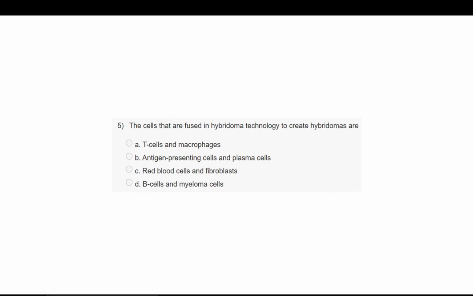The cells that are fused in hybridoma technology to create hybridomas are T cells and macrophages, antigen presenting cells and plasma cells, red blood cells and fibroblasts, or B cells and myeloma cells. The answer is B cells and myeloma cells.